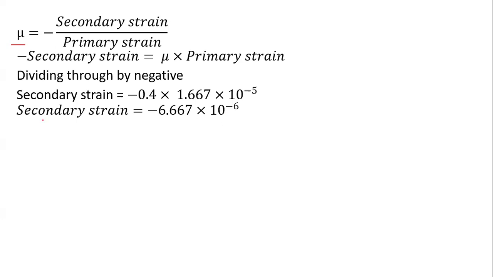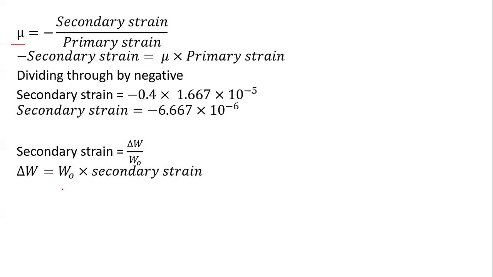So now that you have your secondary strain, you can now review the formula for secondary strain because it applies to both the width as well as the thickness. In this case, we start with the width. Secondary strain is equal to change in width divided by original width. If I make change in width the subject of the formula, it will be original width times the secondary strain, basically just cross multiplying.